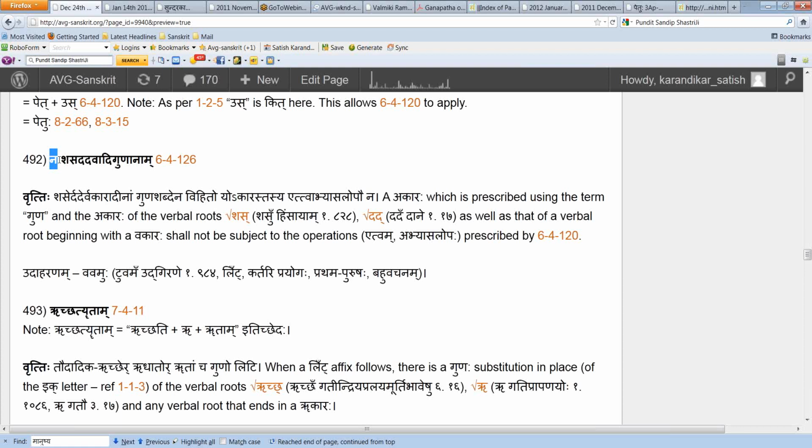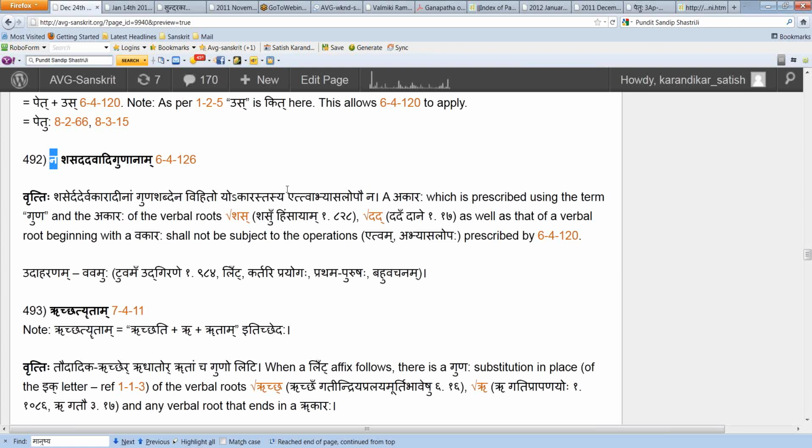What does it say? Na shasa dadi vadi gunanam. I've said to you many times, the thing which you want to do all the time is repeat the Sutram, the words of Panini. Even if you don't understand what they mean exactly, they'll come to you slowly. With practice, they'll come to you. Na shasa dadi vadi gunanam. Look at the next thing. Look at the vritti. It says shaser dader vakaradinam gunashabdena vihito yokaraha tasya etva abhyasa lopo na.